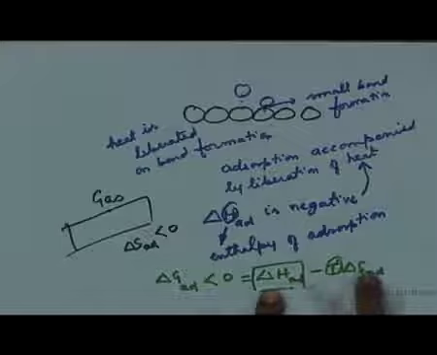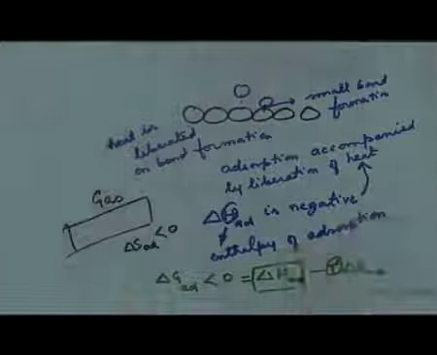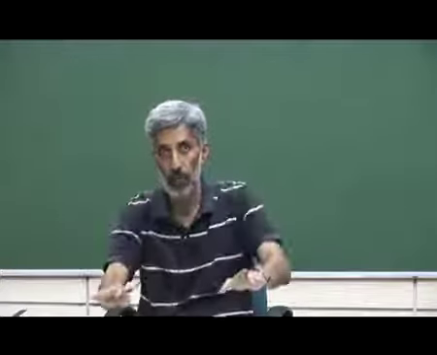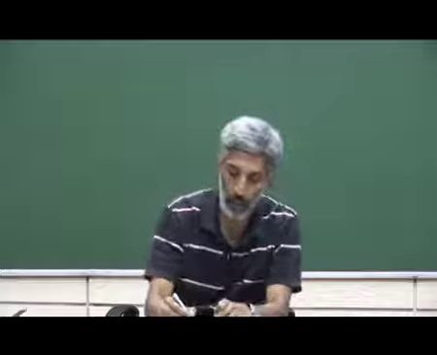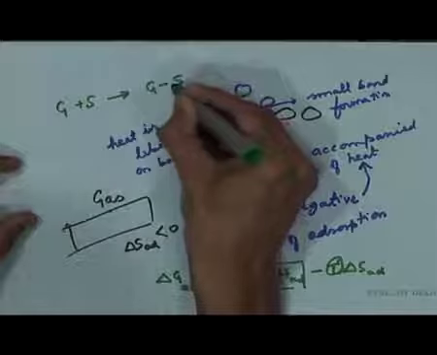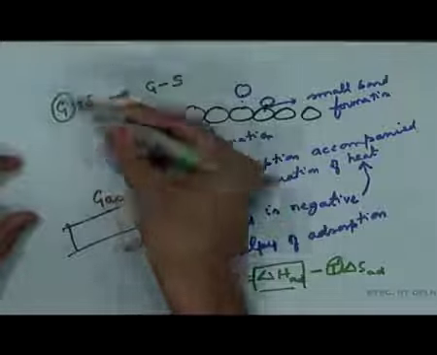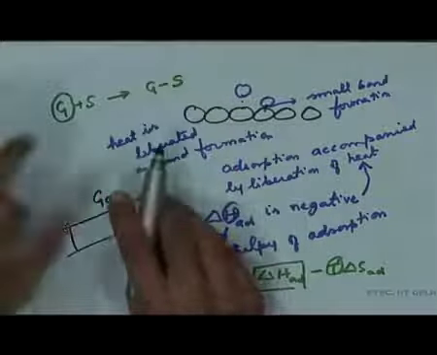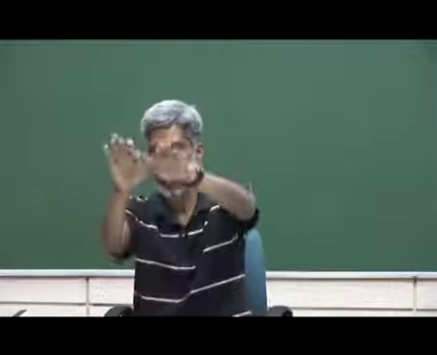Delta S is negative because a gas which is free to move becomes fixed to the surface, as a result of which the system of the gas has a decreased entropy. So, we are looking at gas plus solid going to adsorbed gas. From the gas perspective, the degrees of freedom that exist in the gas phase have come down when it is bound on the surface, and when that happens the entropy goes down.